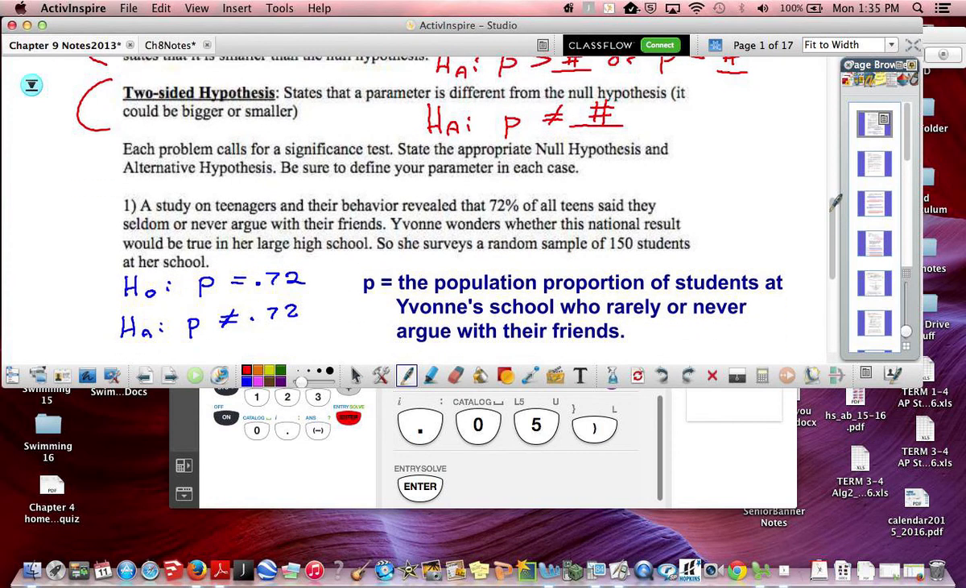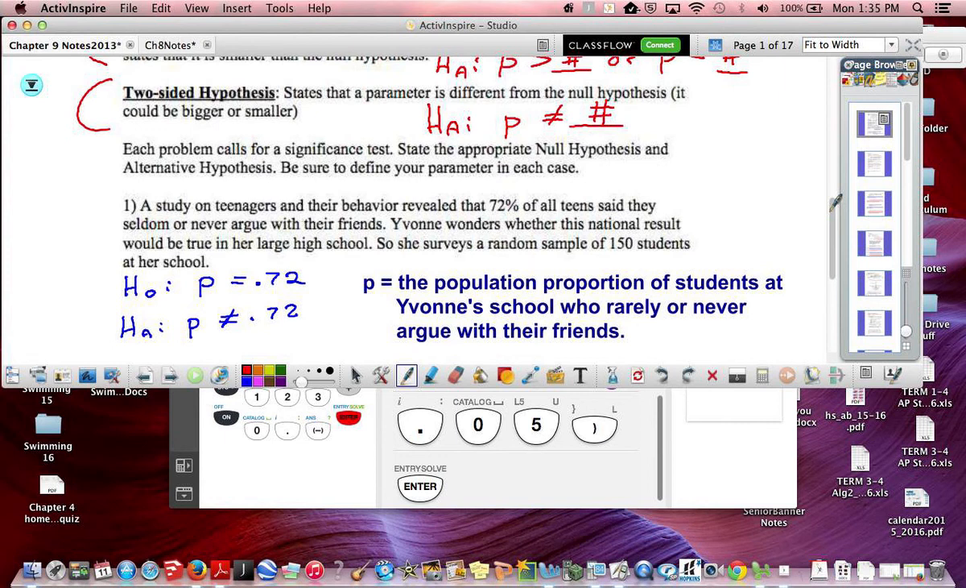when we talk about the null and alternative hypothesis, the null hypothesis is, in essence, her school is just like the national average. Nothing out of the ordinary is different from her school compared to what the national average is. So we would say the population proportion of her school is the same as the national average, 0.72.